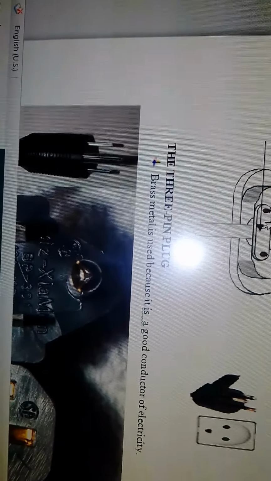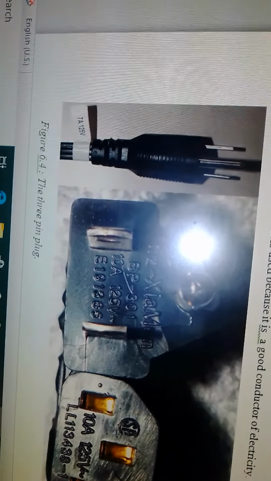The brass metal is used because it is a good conductor of electricity. What is the brass metal? This one here. This is the brass metal that we are referring to. This part here.